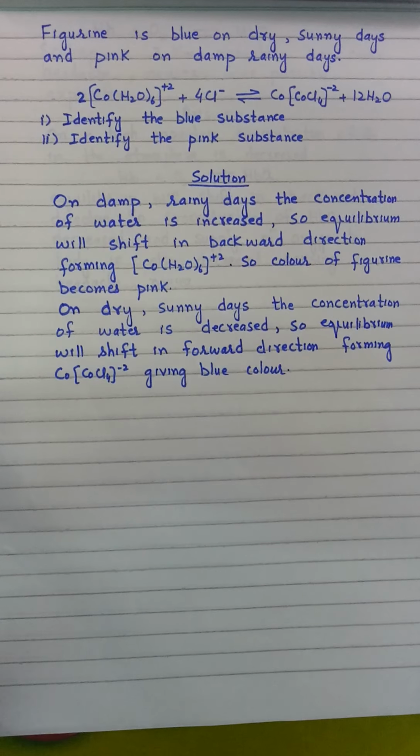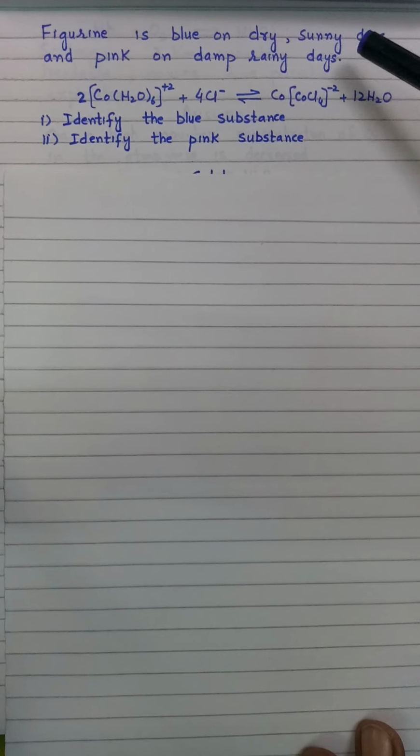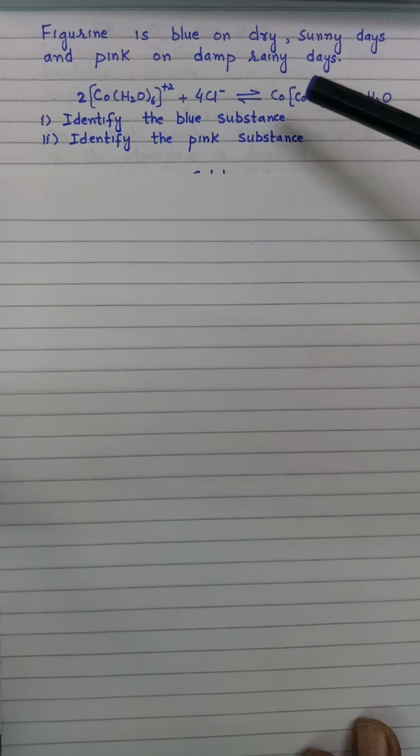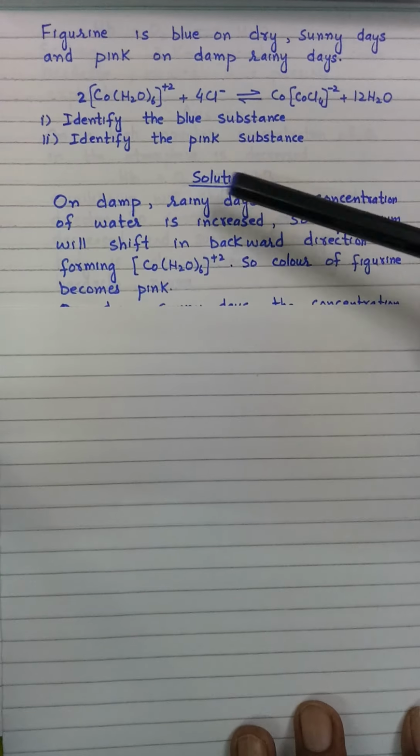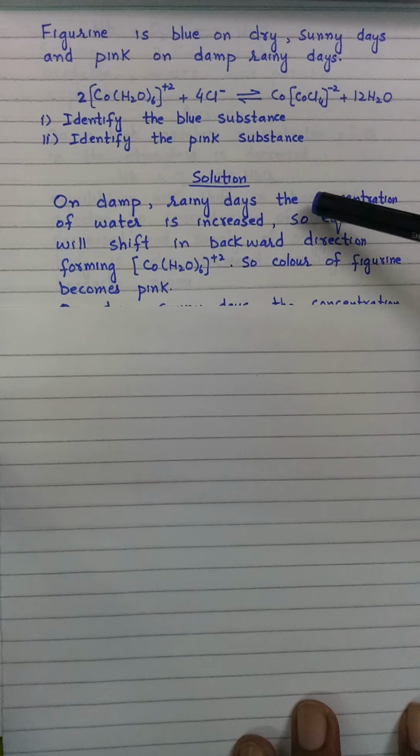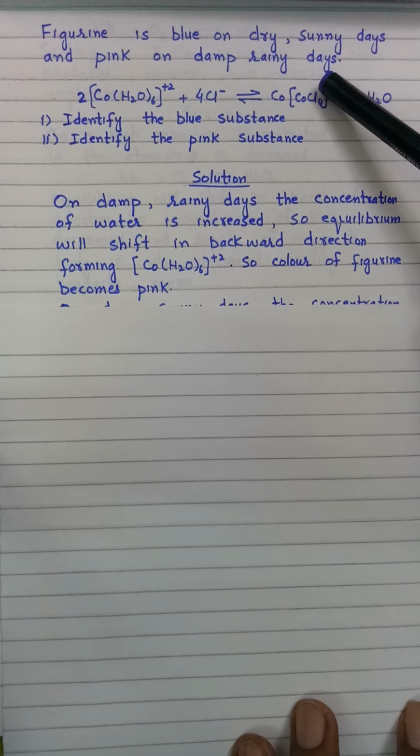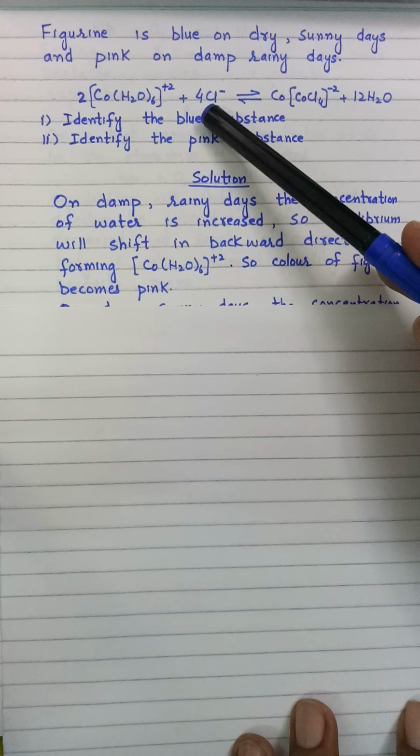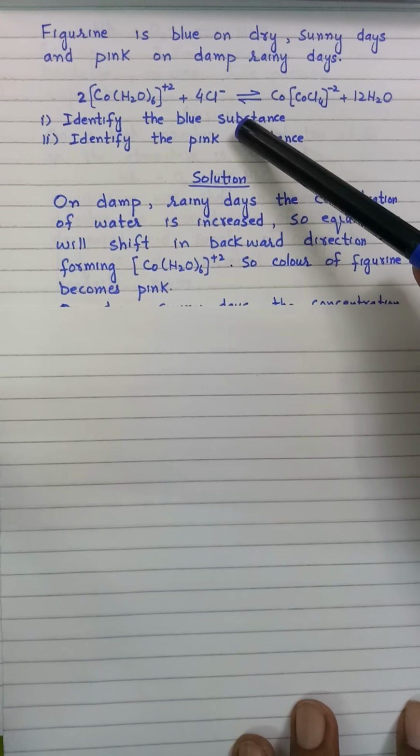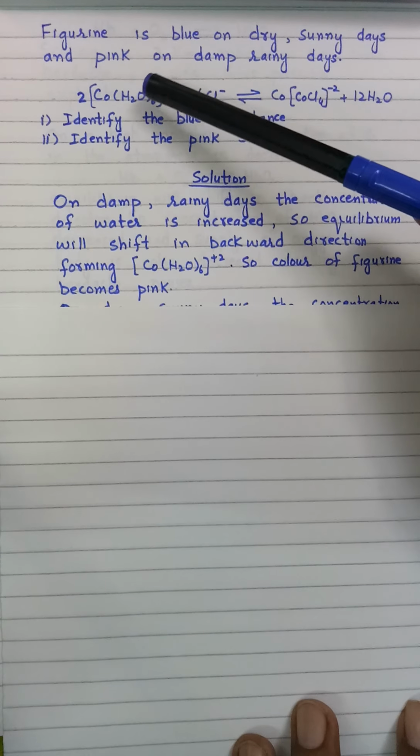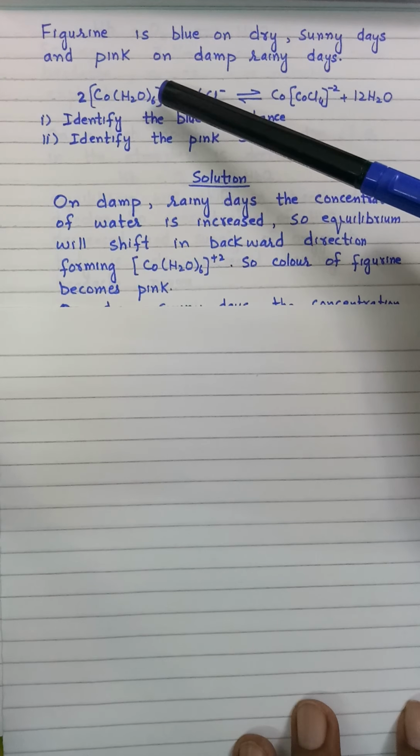Similarly, a figurine is blue on dry sunny days and pink on damp rainy days. This is the equation involving this reaction. We have to identify the blue substance and the pink substance in this case. On damp rainy days, the concentration of water is definitely increased. If the concentration of water is increased, then the concentration of product is greater compared to the concentration of reactant. Equilibrium will shift from higher concentration to lower concentration according to Le Chatelier's principle, forming the hexaaqua complex of cobalt. So the color of the figurine will become pink on rainy days.